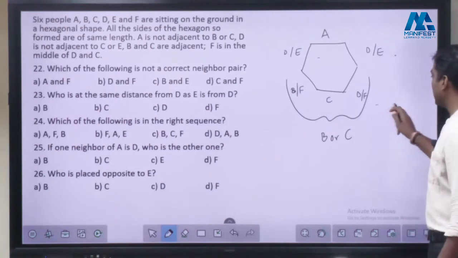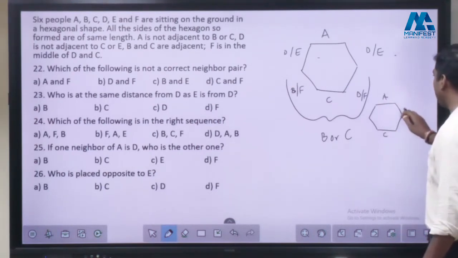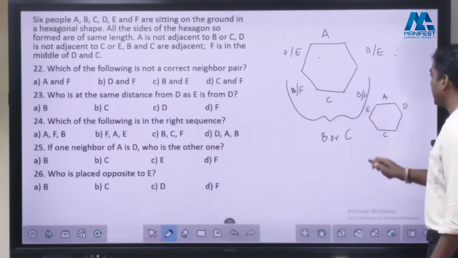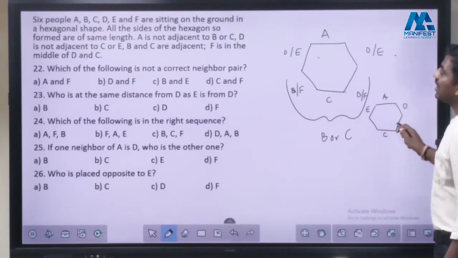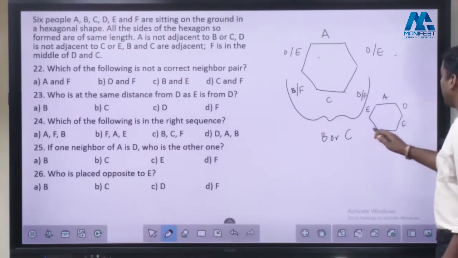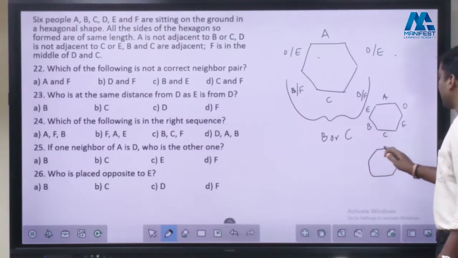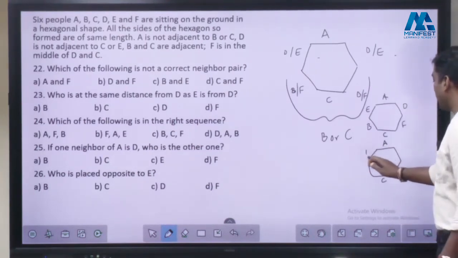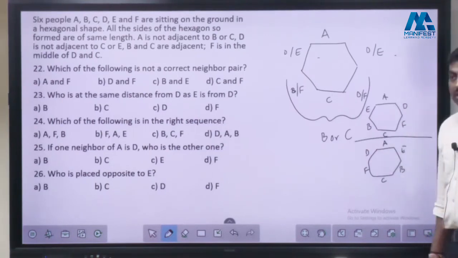So I'll try to construct 2 possibilities here. First A here, C here, pakka. Okay. Now I'll take D here. If D is here, E will come here and F is between D and C and B will come here. This is one possibility. Another possibility, A here, C here. Then if D is here, F would come here and E would come here and B would come here. So these are 2 possibilities. Do you agree?